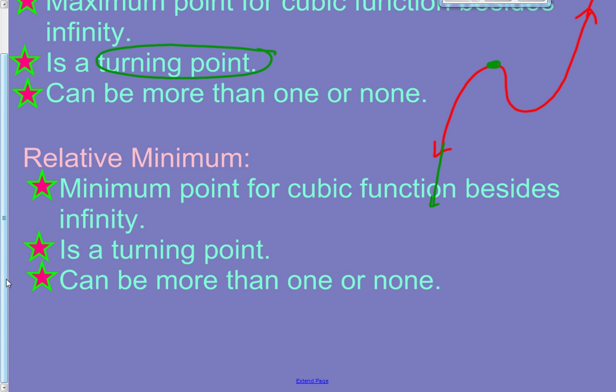The relative minimum is where there's a turning point. So there's a turning point at this spot right here. So this is our relative minimum. This point right here is our relative maximum. Kind of think of our maximums as being hills and our relative minimums as being valleys. The lowest point is that minimum, the highest point is that maximum, besides infinity. So we're going to calculate those at this time.